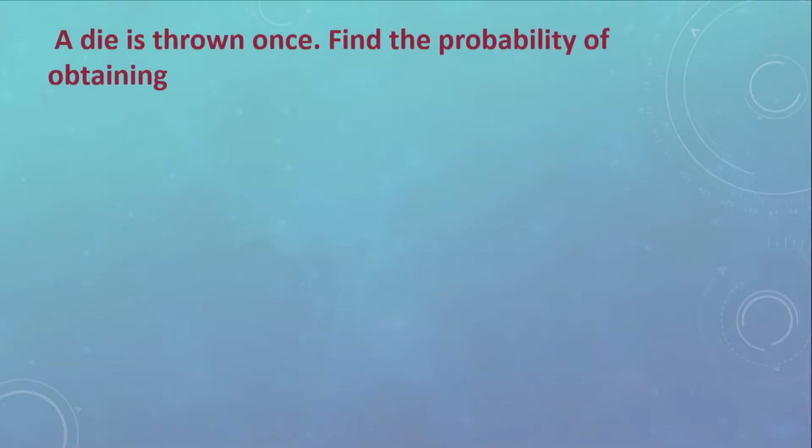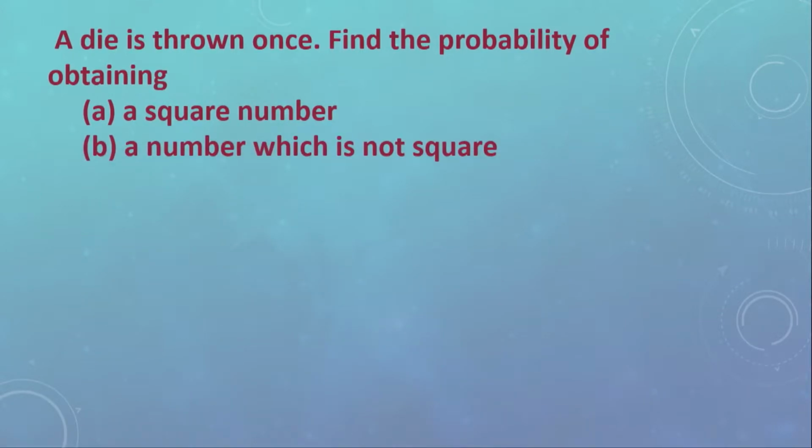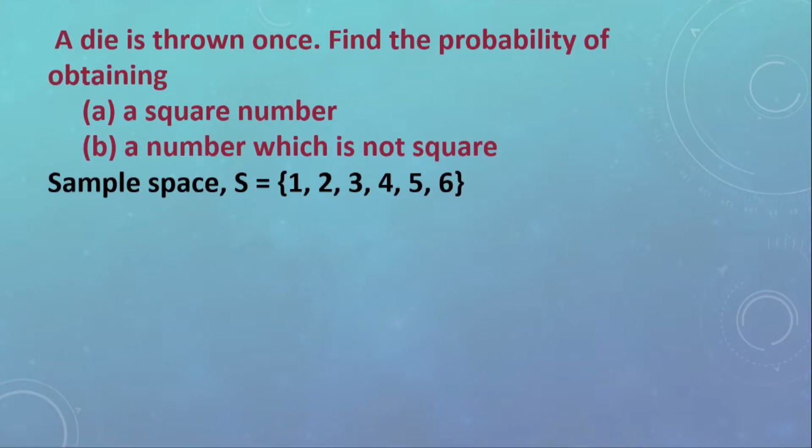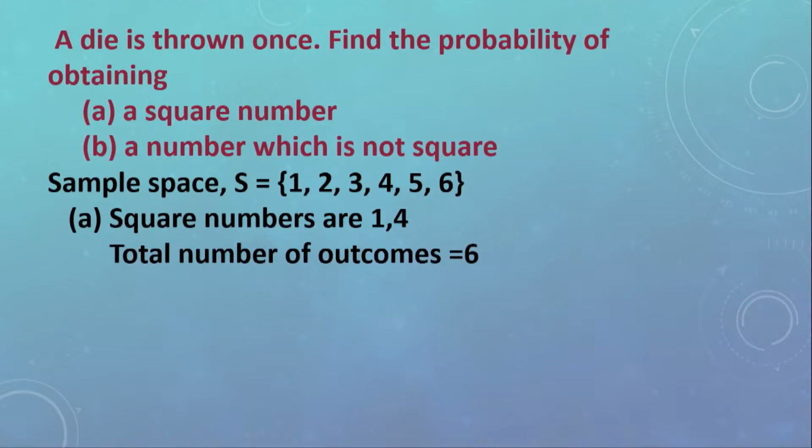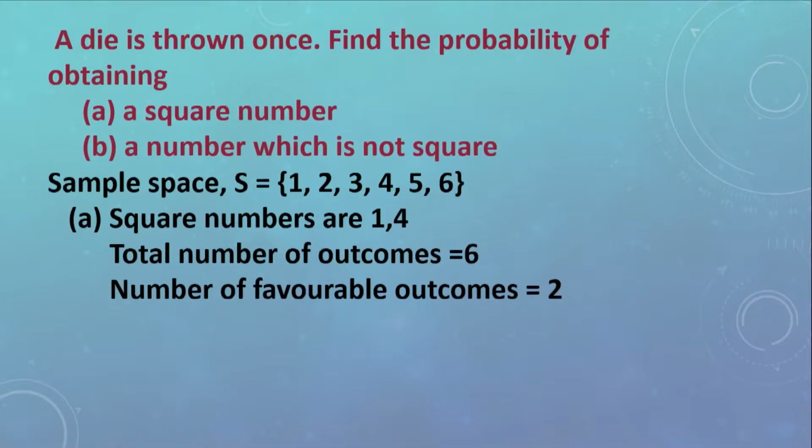A die is thrown once. Find the probability of obtaining, first part, a square number, second part, a number which is not square. The sample space for throwing a die is 1, 2, 3, 4, 5, and 6. Square numbers from the sample space are 1 and 4. So here we have the total number of outcomes as 6 and the number of favorable outcomes as 2.